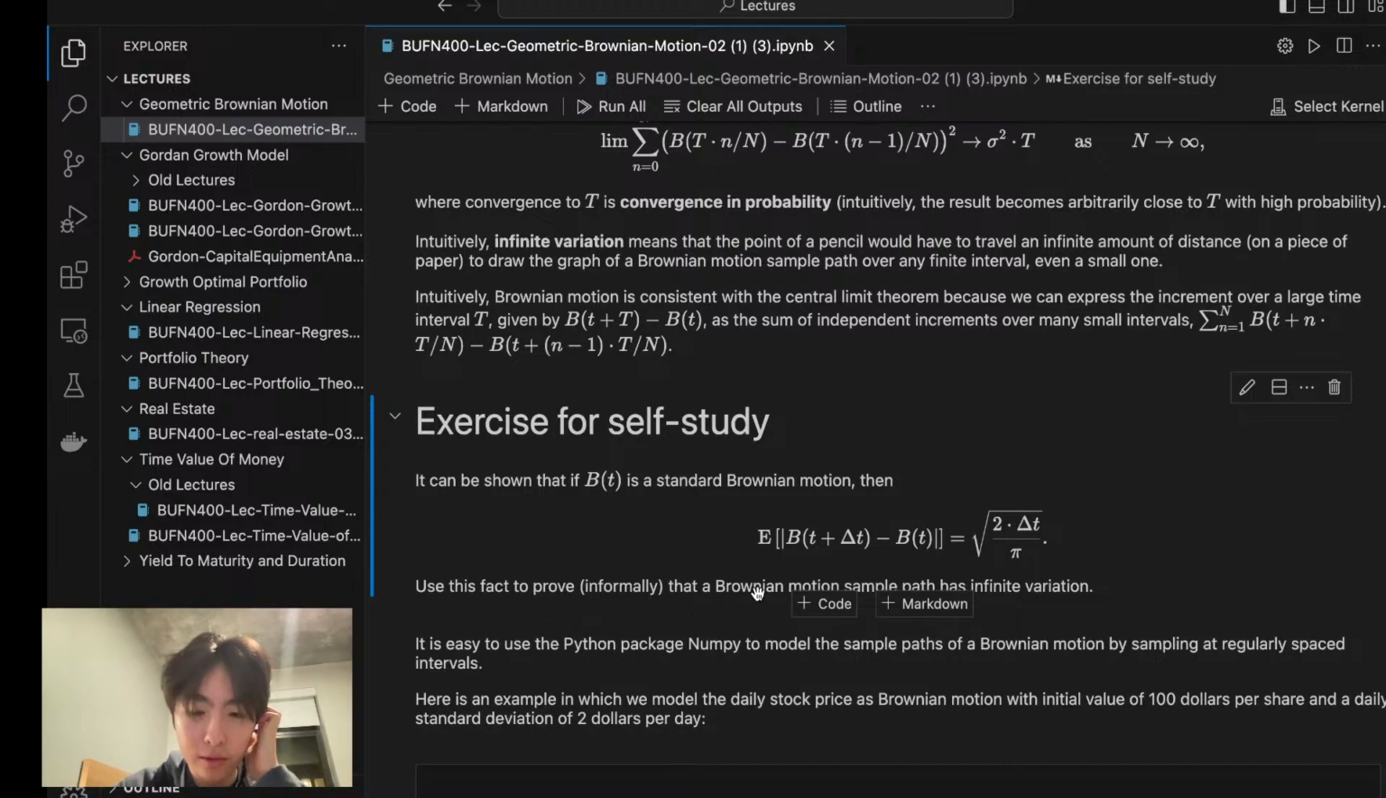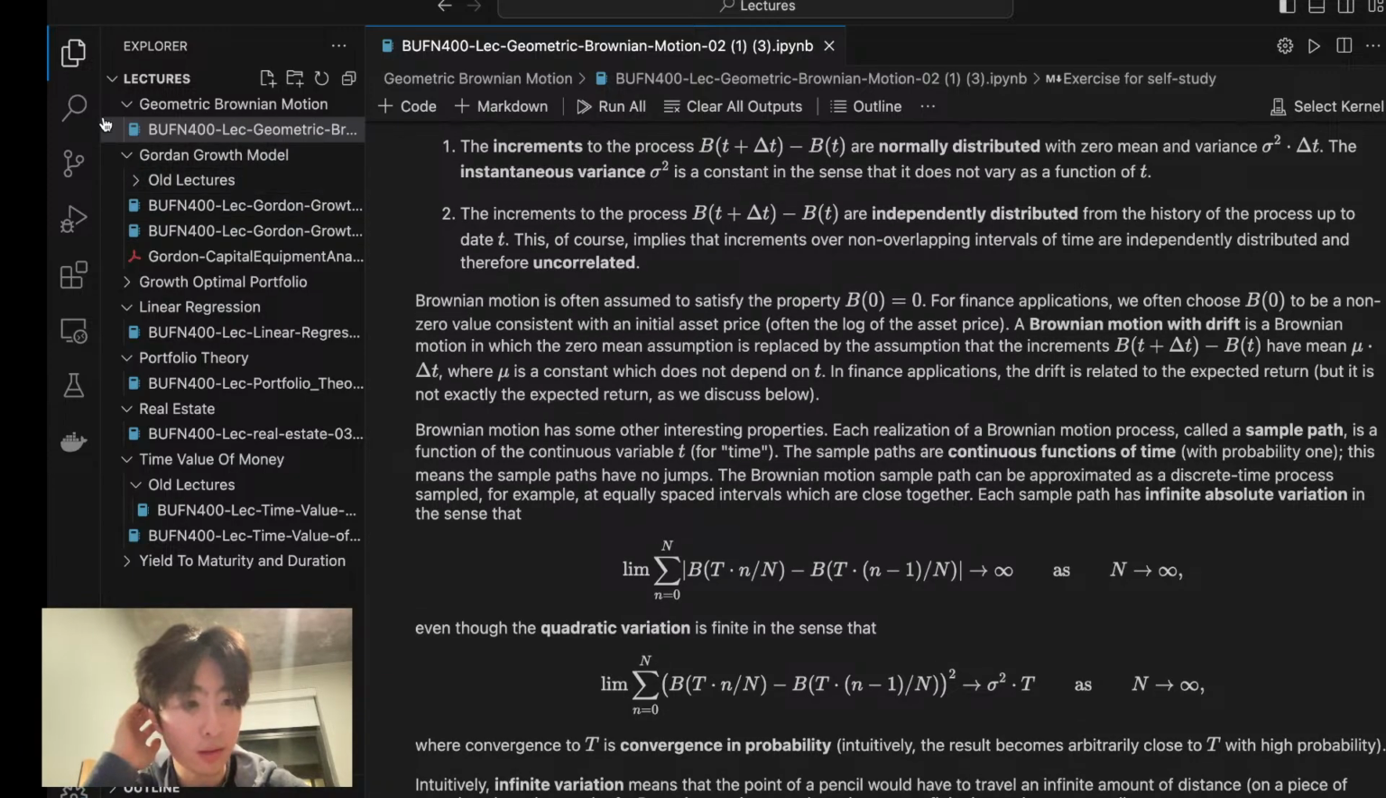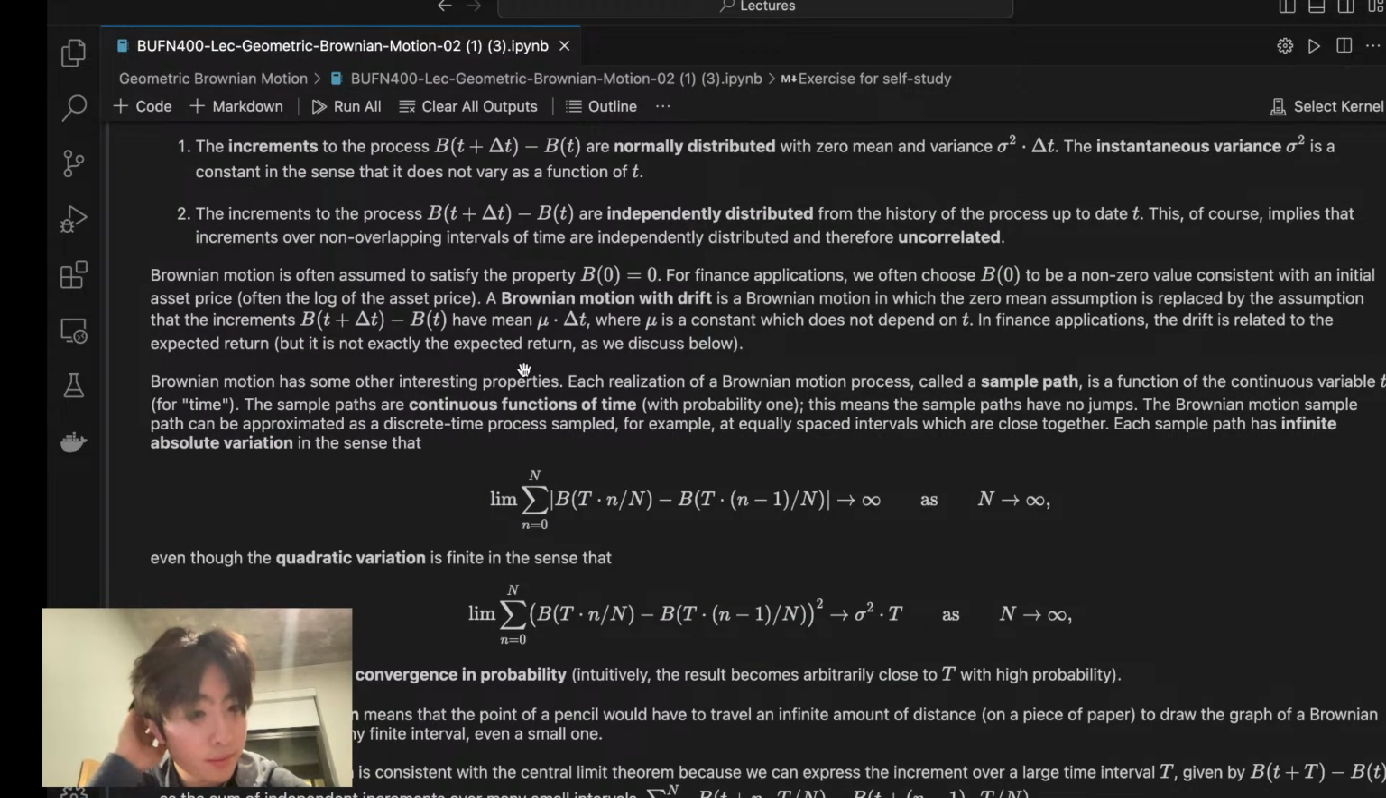So using a formula like that, Brownian motion has infinite variation. Okay, so for P0, Brownian motion with drift is a Brownian motion in which the zero mean is replaced by the assumption that the increments B of t plus delta t minus B of t have mean mu times delta t, where mu is constant. It does not depend on t. In finance applications, the drift is related to the expected return, but it's not exactly the expected return, as we will discuss below.